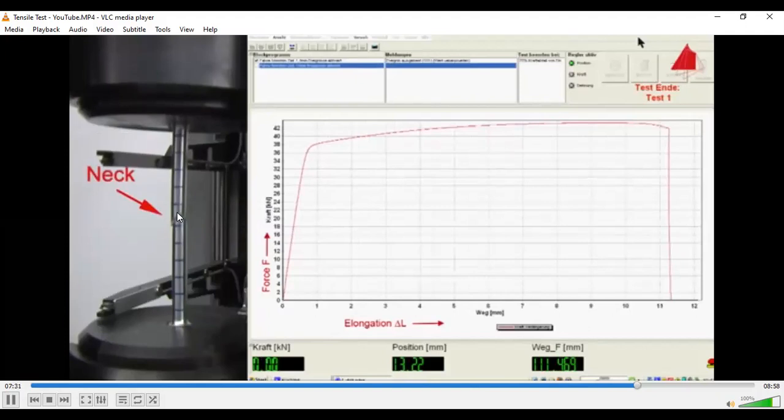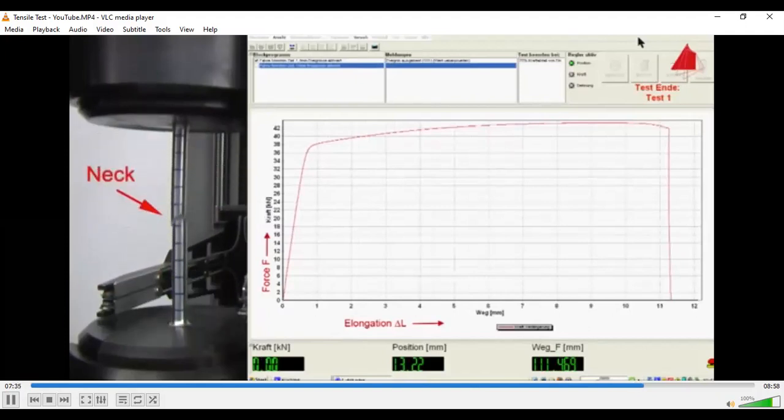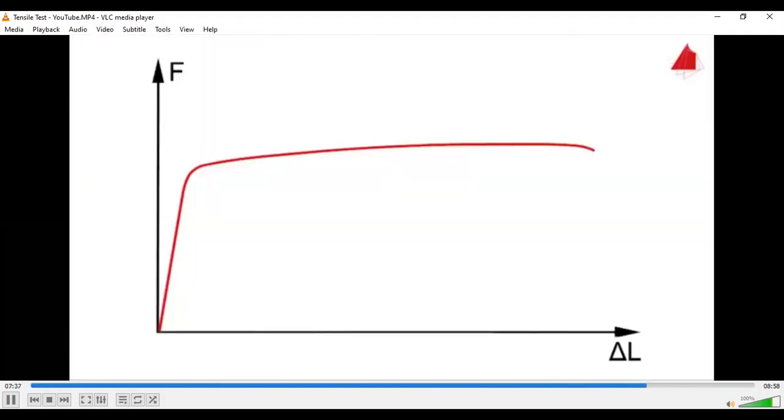Look at this one. As a common substitute for the yield strength, the 0.2% proof strength is used. It is the stress that causes 0.2% of plastic deformation in the material.